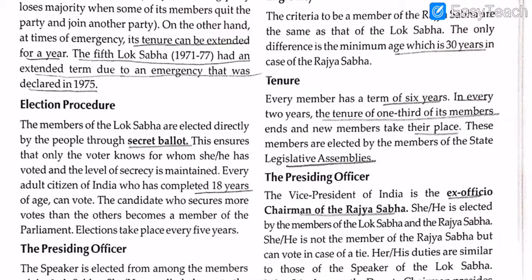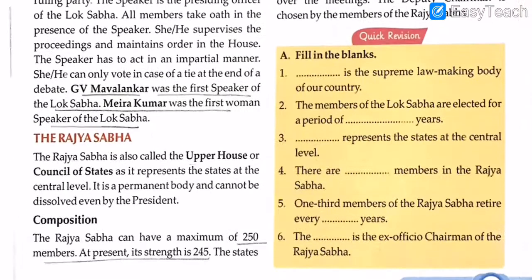Perfect. Now let's go on to our quick revision. Dash is the supreme law-making body of our country. Easy. Parliament. The members of the Lok Sabha are elected for a period of 5 years. Dash represents the states at the central level. It's the Rajya Sabha.